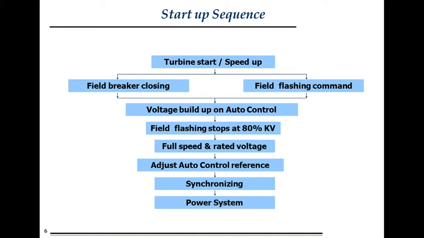Next step is closing of the field breaker. This breaker cannot be closed at low RPM, because if we close it, the generator will trip on overflux protection. So we need to increase the speed of the generator. Once we reach a speed of 2800 and above, the field breaker is closed and simultaneously a field flashing command is given. Now, what is field flashing?